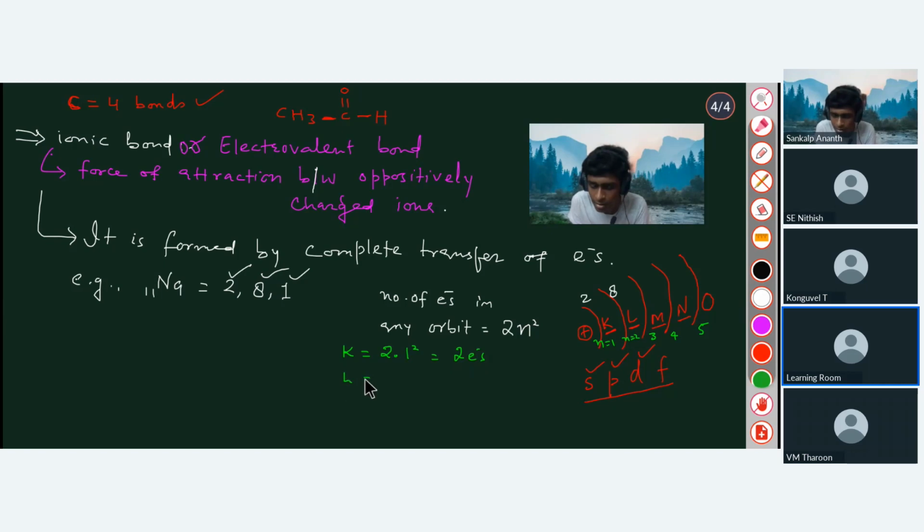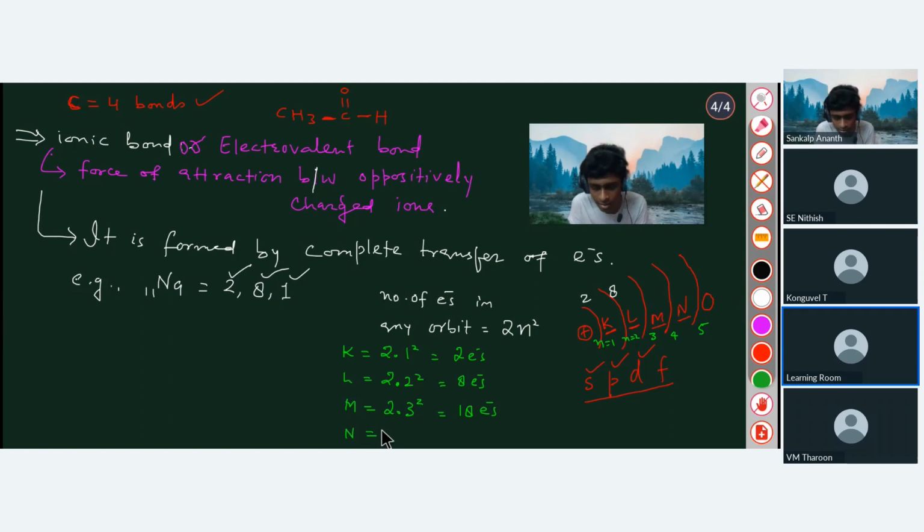Okay, for L, how many electrons can you accommodate? 2 into 2 square, 4 into 2 is 8. Exactly, 8. That is the maximum number of electrons that can be accommodated in any shell, not how much it can hold. For M, 2 into 3 square, 9 into 2, which is 18.